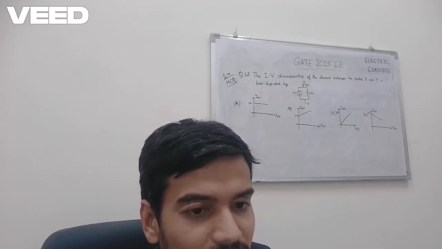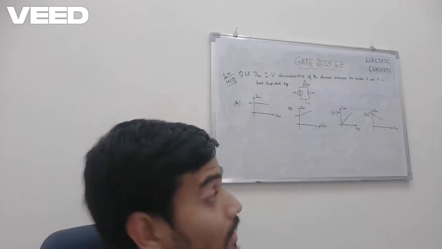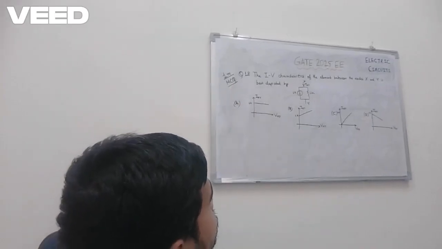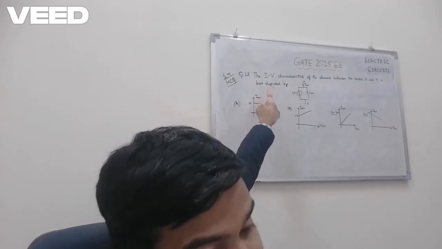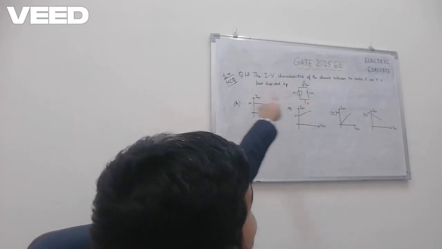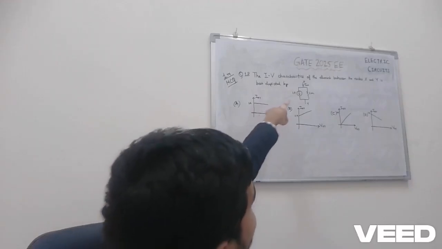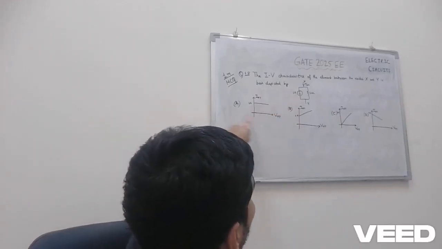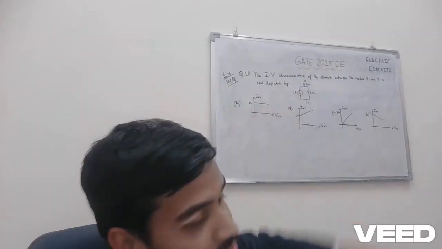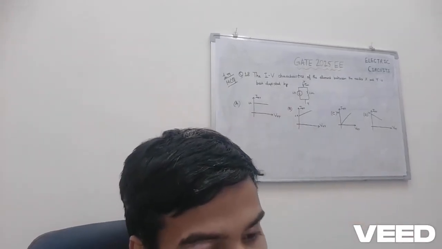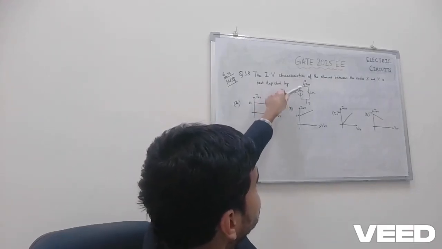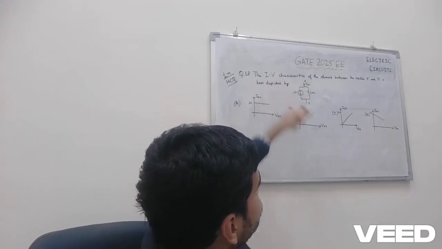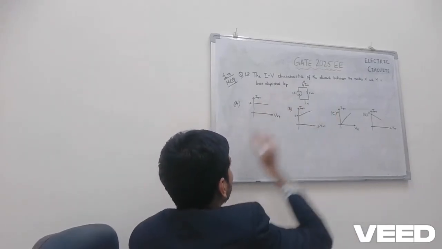So let's start. In this video, we'll be covering detailed solution question number 18 from GATE 2025 electrical engineering from subject electric circuits. So 1 mark MCQ type. Question goes like, the IV characteristics of the element between the nodes X and Y is best depicted by. The circuit is given, the options are given as A, B, C and D. Graphs are IV characteristics IXY versus VXY. IXY is the current through XY from X to Y and VXY is the voltage across XY.